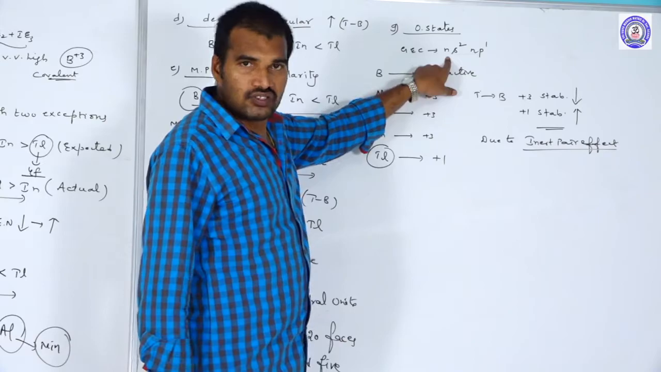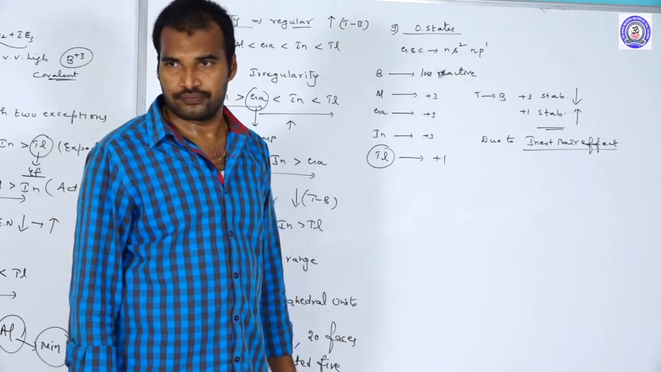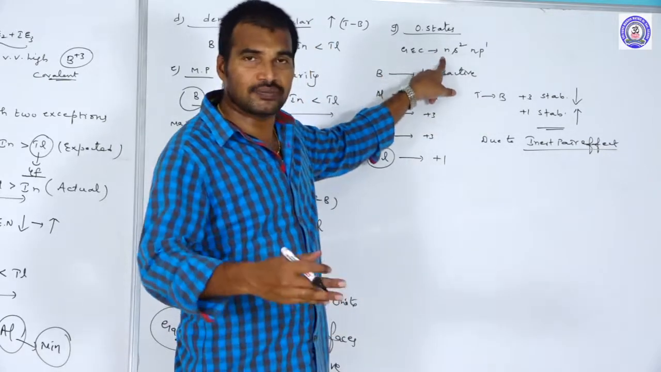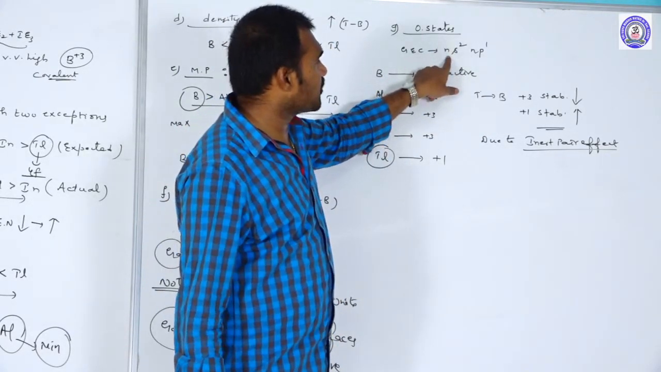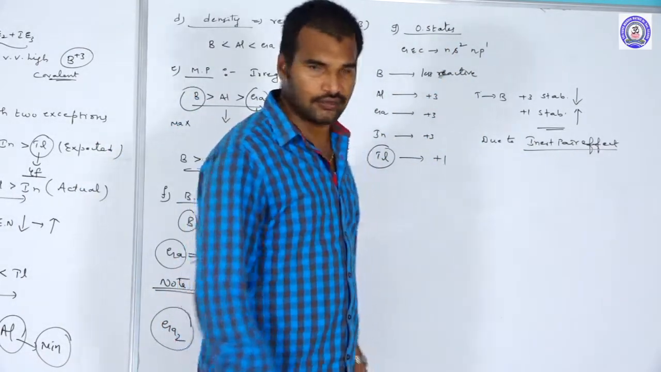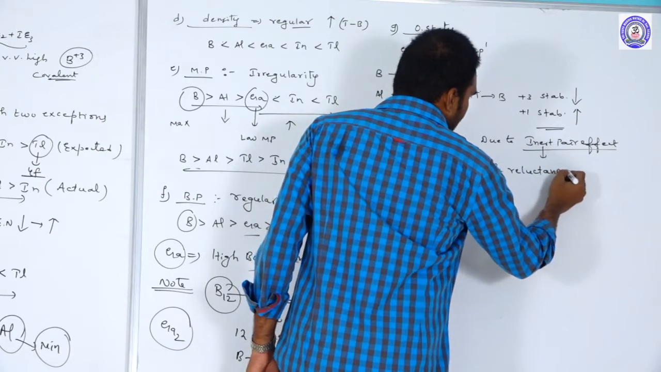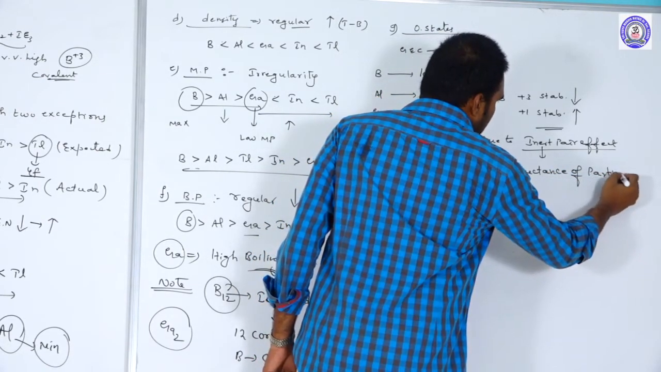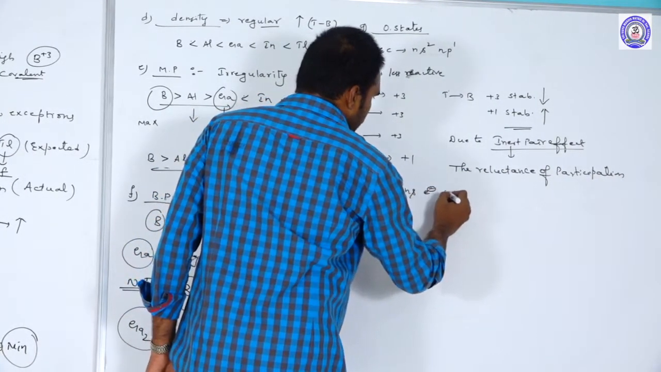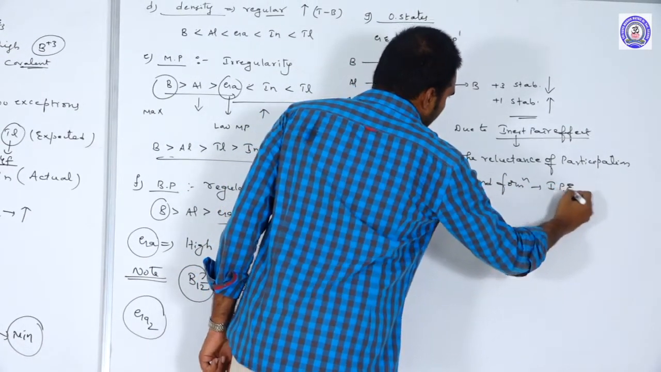So now what happened? If the s orbital electrons are not participating in the bond formation, then what is the oxidation state of this? Only +1. And that reluctance means not willing. The reluctance of participation of s orbital electrons in bond formation is called what? Inert pair effect. So inert pair effect is nothing but the reluctance of participation of ns electrons in bond formation.